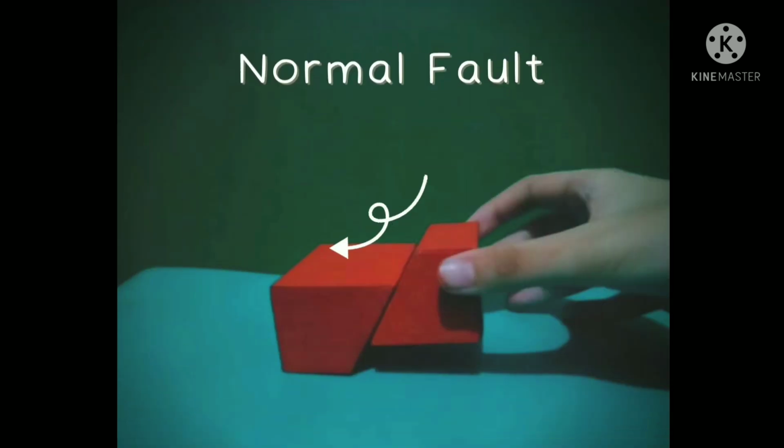There are three major types of fault. The first one is the normal fault. Normal fault is when the hanging wall slips downward, which makes the footwall appear to be above the hanging wall.